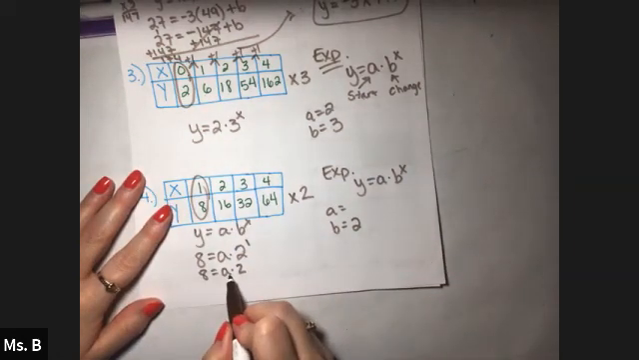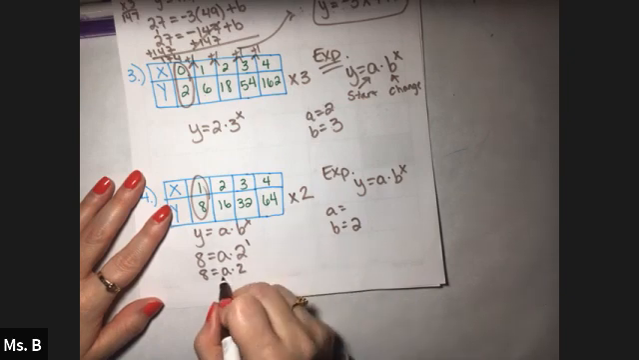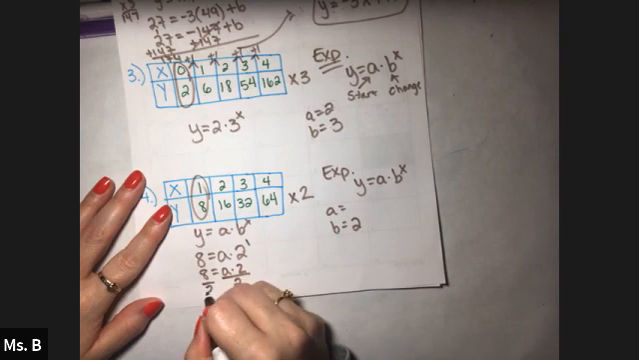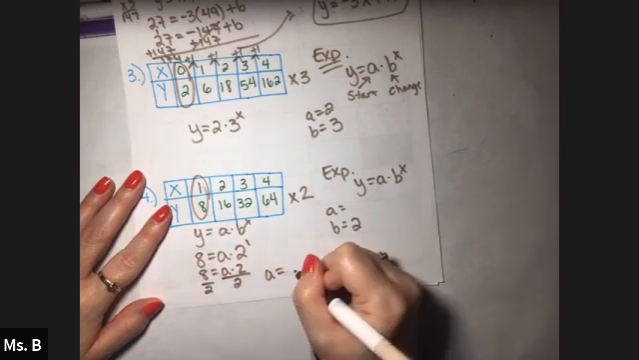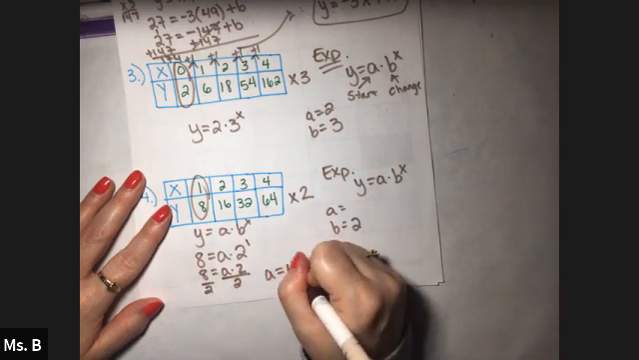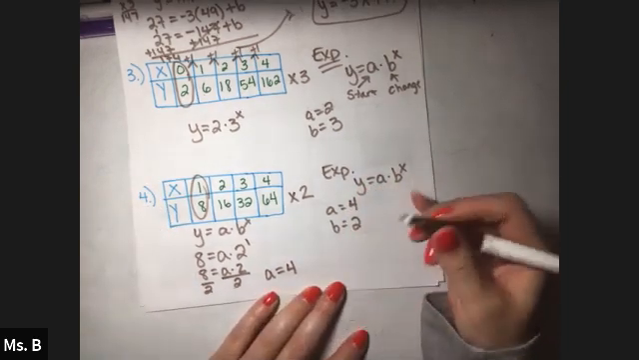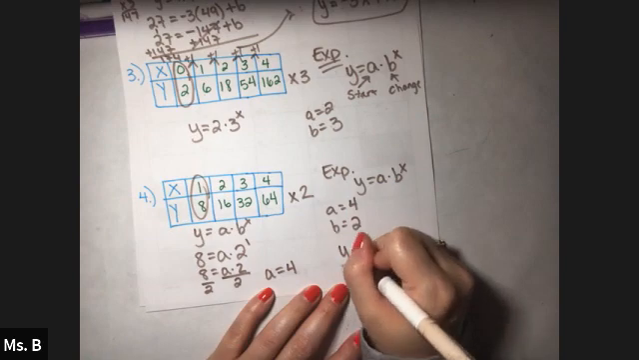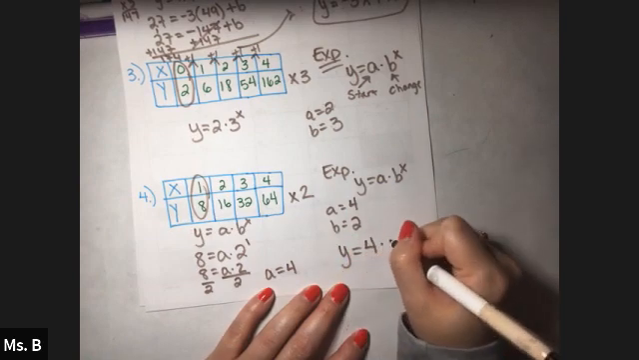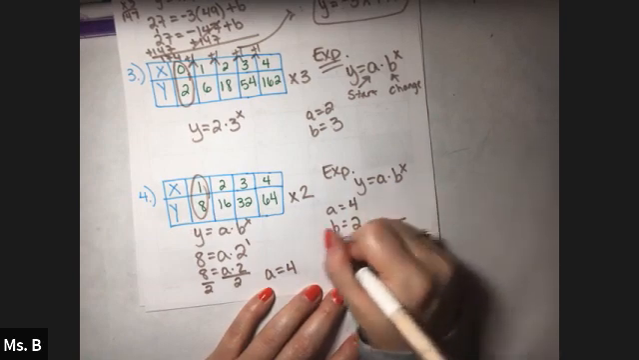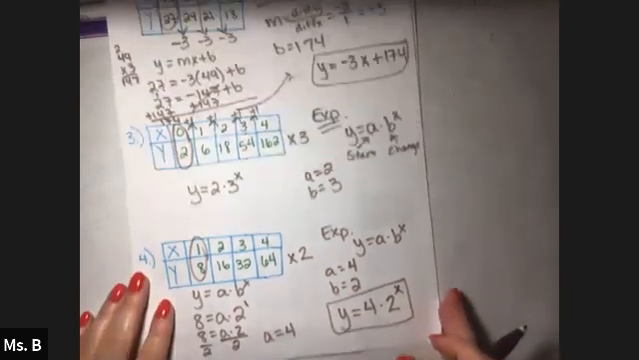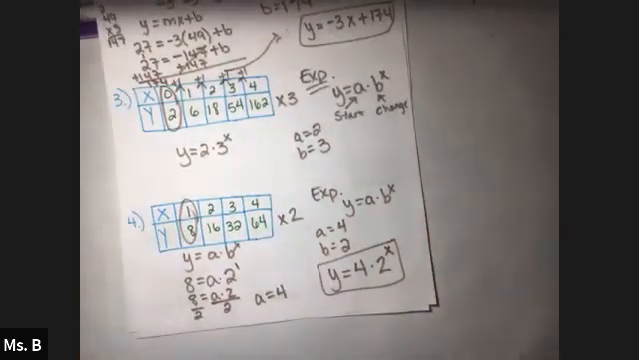And then we are looking for a, so we want to undo that multiplication. So the opposite of multiplying is dividing. And 8 divided by 2 is going to give us 4. So we just found our a value. Now we're going to put that together to find our equation. So y equals 4 times 2 to the power of x. And that's it.